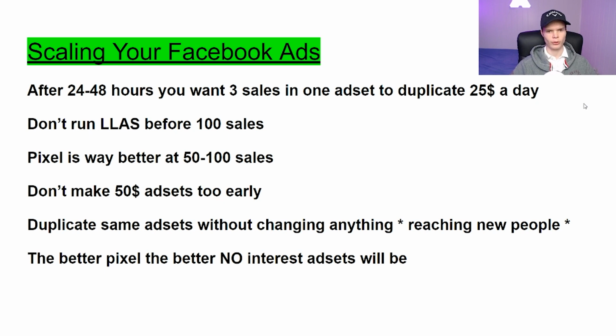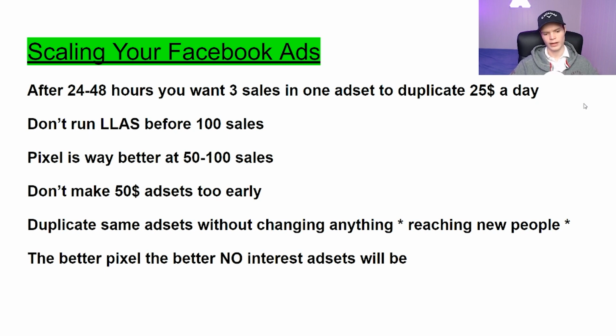Don't run lookalikes before you have 100 sales. Whatever the gurus tell you is usually a lie, because lookalikes don't really work too well before 100 sales, and a pixel is way better at 50 to 100 sales. So the thing is, you might be losing out on interests when you're testing. You test, for example, the interest called healthcare, and it performs terribly, but once you have 50 to 100 sales and your pixel is optimized, Facebook starts favoring you, you could try healthcare again as an interest, and it works just because you're on Facebook's right path.